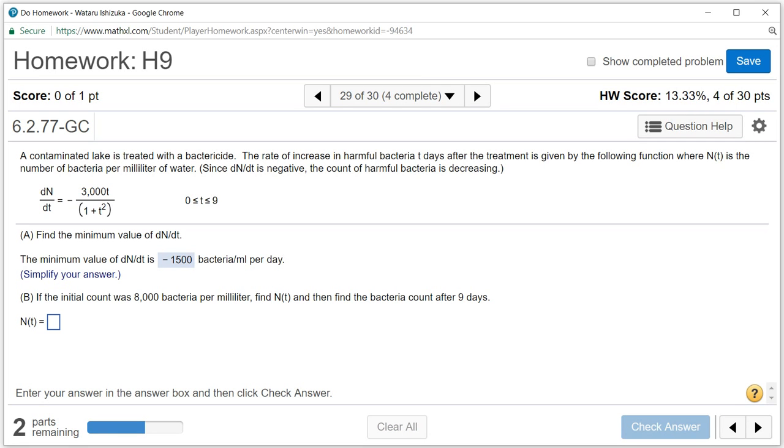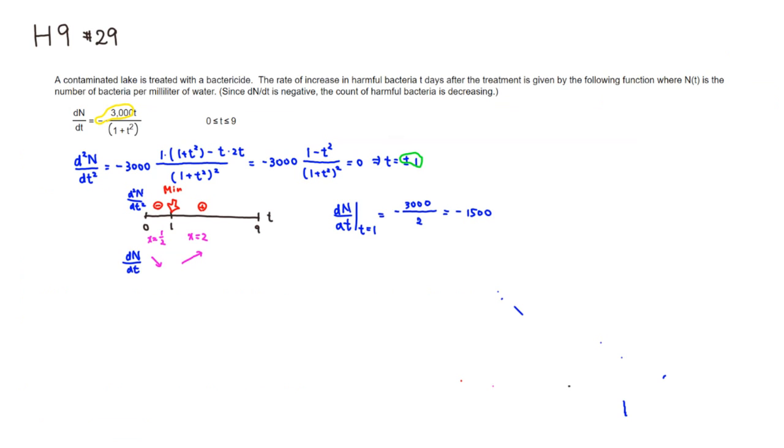If the initial count was 8,000 bacteria per millimeter, find n of t. Then find the bacteria count after 9 days. So let's do that. It says that n of 0 is equal to, oh, I forgot the number, 8,000. Then we want to find n of t.